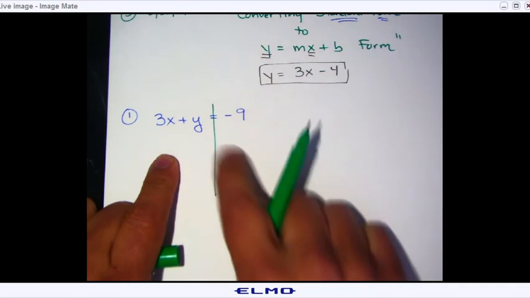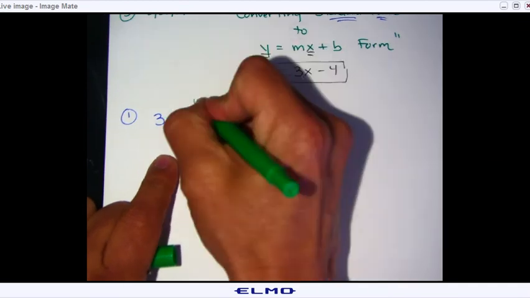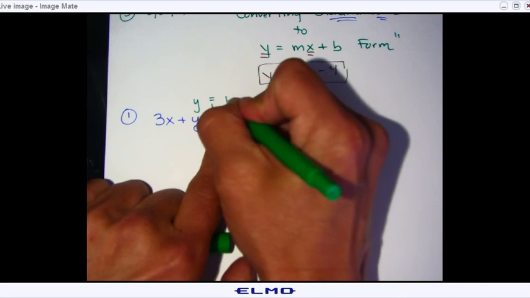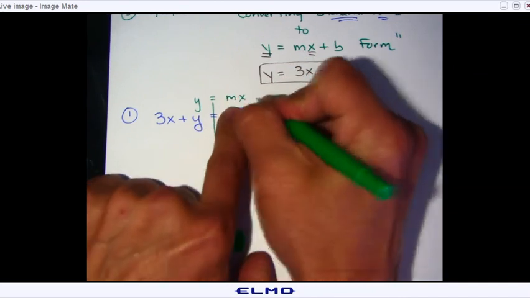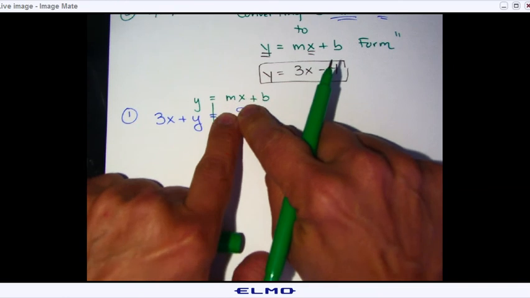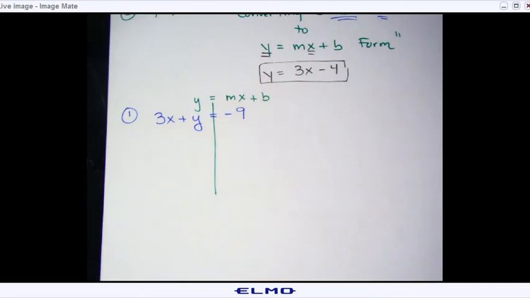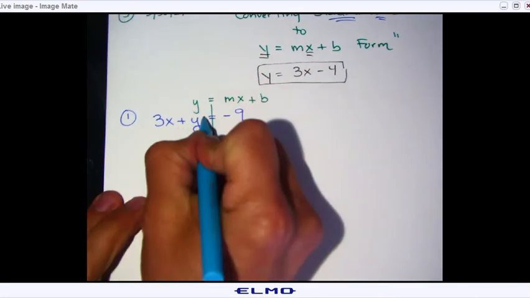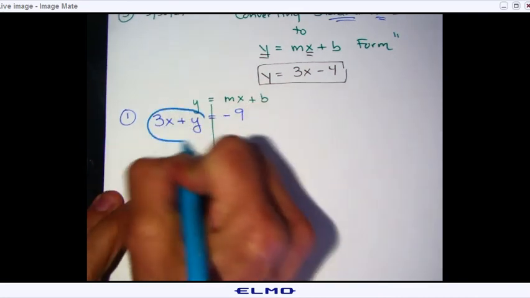So what I do is I draw a line and I write y equals mx plus b. The one with the x goes first. So now we've got to solve for it, right? Let's go ahead and solve this.